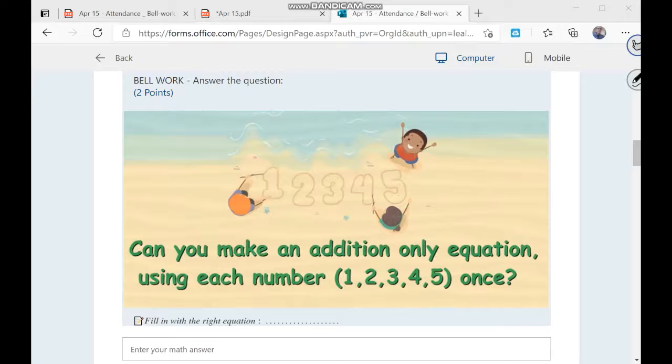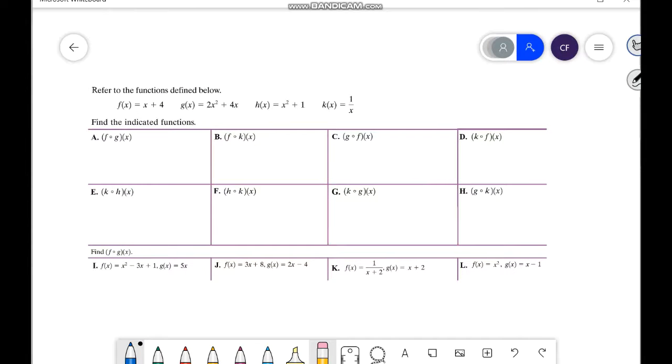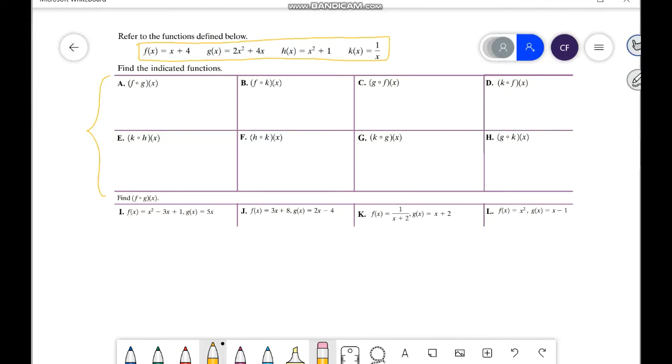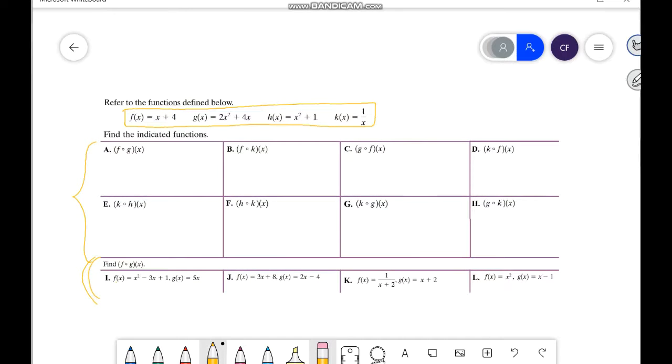Let's move to our practice. This is just a warm-up on the practice. We have to refer to those functions, f of x, g of x, h of x, and k of x, to solve questions from A to H. Questions I, J, K, and L are a little bit different. We can check this later. Let's work first on questions from A to H.